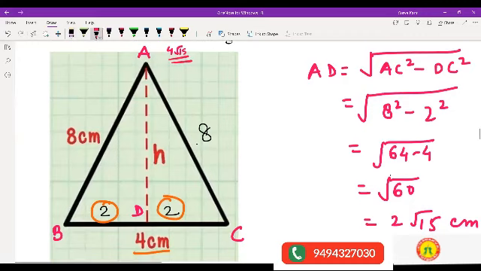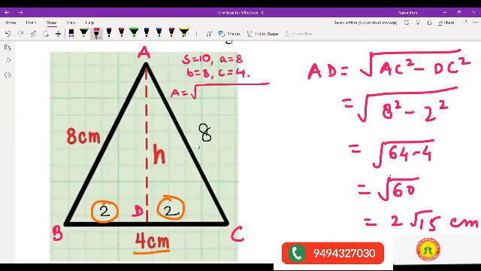Okay, wait a minute then. What did you get for S, Harini? 10. You, Amit? I got 4 root 15 as the area. Okay, I'm saying the semi-perimeter S. Semi-perimeter is 10. A is 8, B is 8, C is 4. The answer I got is 4 root 15. Same answer both of you got, right? Yes. 2, 5, 2, 2, 2, 3. So 2 is one pair, 2 is one pair. 4 root 15 is the correct answer.